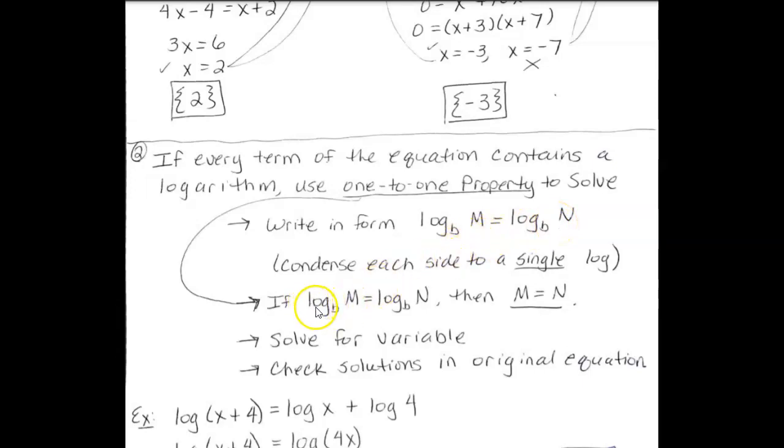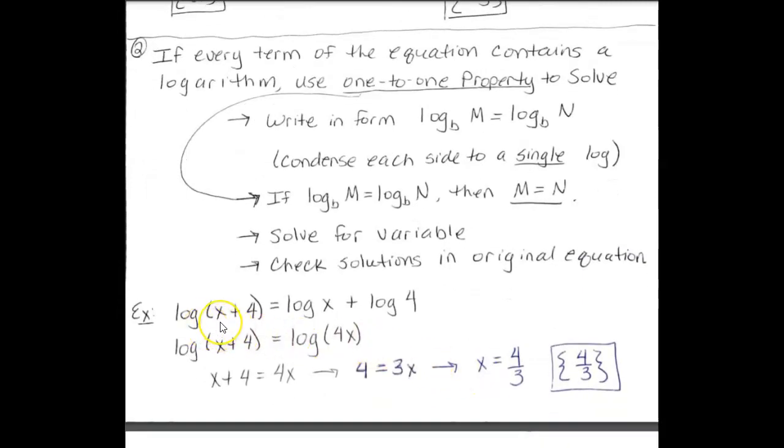Our one-to-one property says if log base b of m equals log base b of n, then m must equal n. So once I get it to this point, we can write m equals n. Now we can solve for the variable, and again we will check our solutions in the original equation.